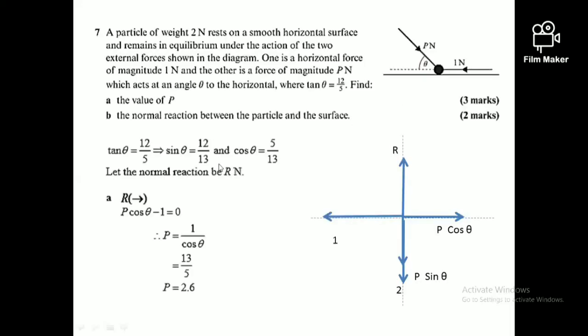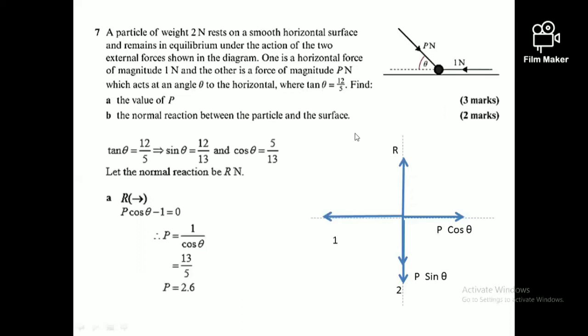Then let's move on to question number 7. When we work out this question, a particle of weight 2 Newton rests on a smooth horizontal surface. There is no friction over here. It remains in equilibrium under the action of two external forces P and 1. As shown here, they have given the angle as tan theta equals 2/5.